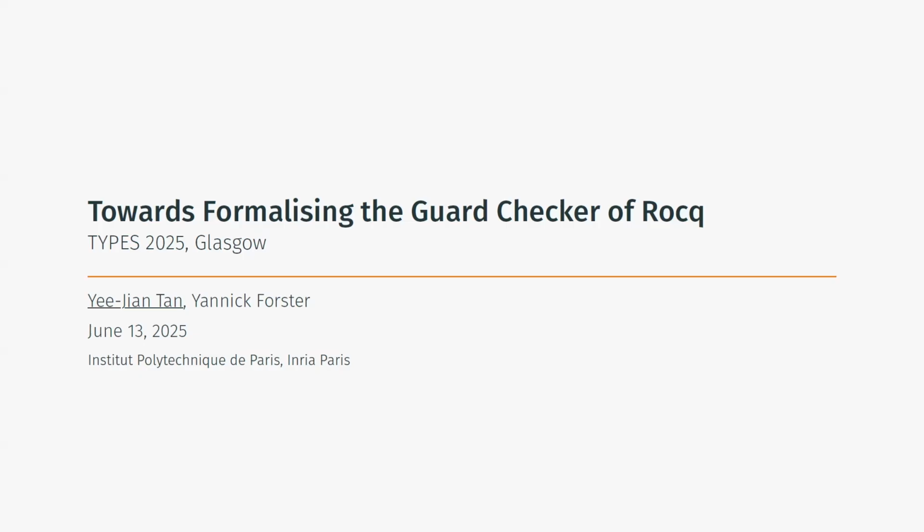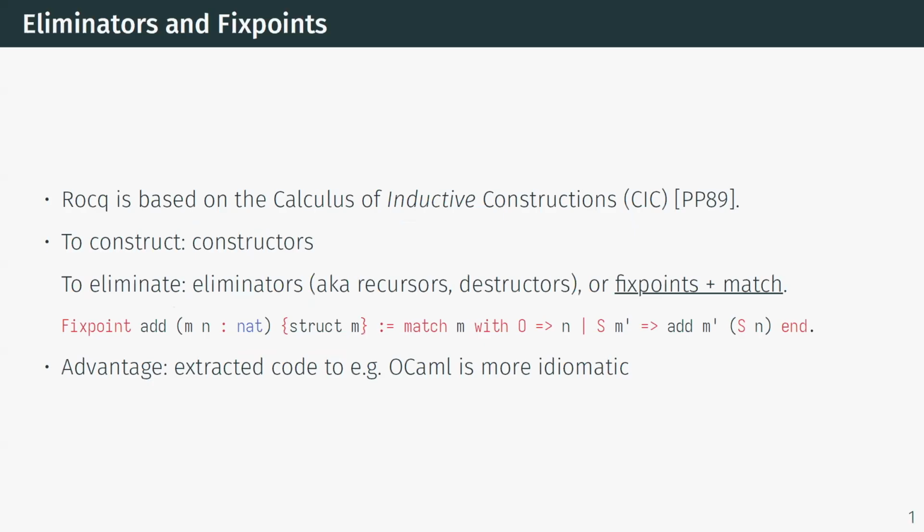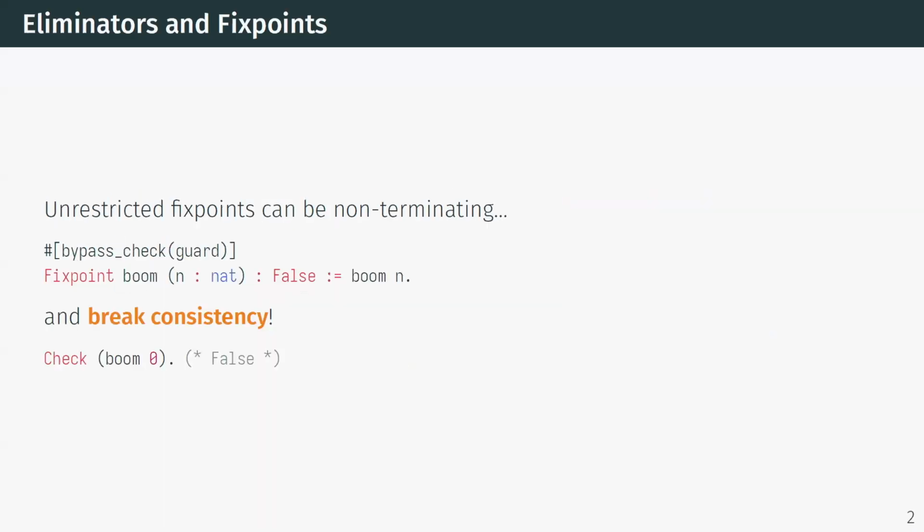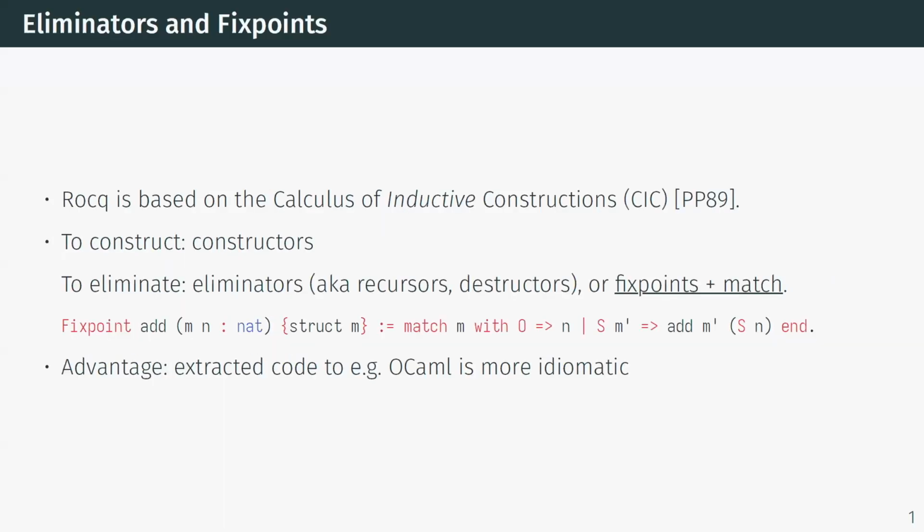So let's do this. Rocq is based on the calculus of inductive constructions, which means it has inductive types. To construct terms of inductive types, you use constructors, but the type theory designer can choose to eliminate inductive terms either with eliminators or using fixed points and match. Fixed points here are just OCaml-like let rec, if you don't know about fixed points in Rocq. So for example, this is, okay, I made a mistake, as everyone did.